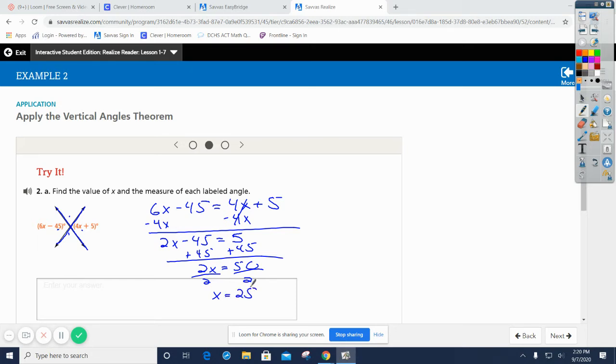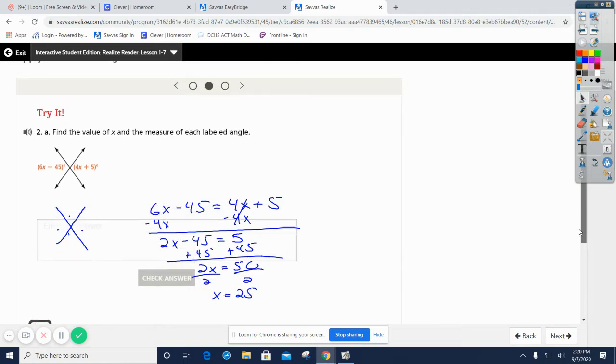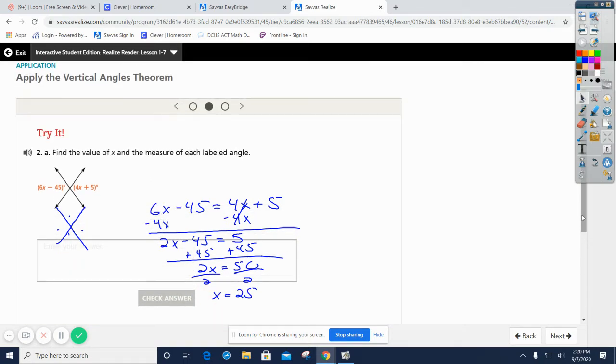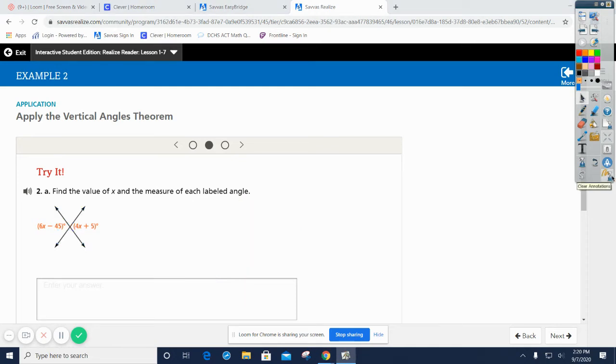Okay, and that's all it asked for, is what was x there. Now, let me go down here and see. Okay. Now, if it asks what the angles were, and it might do it in the next one, I'm not sure, but if it does, you just plug 25 in over here, and you would get the angles. You can figure that out on your own. That's not that difficult. Okay, let's go to the last little circle here.